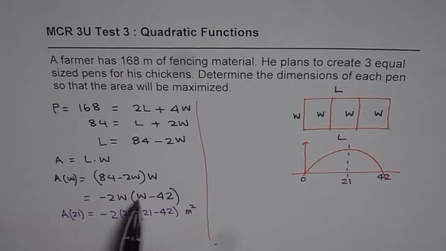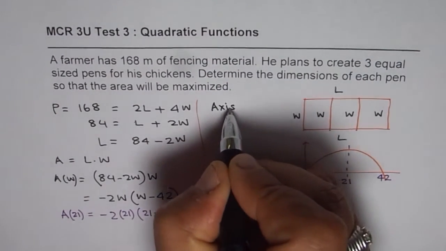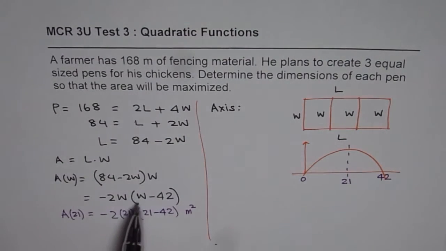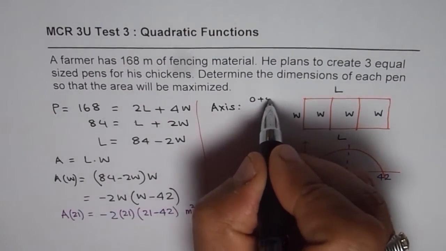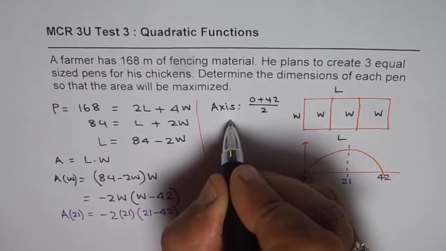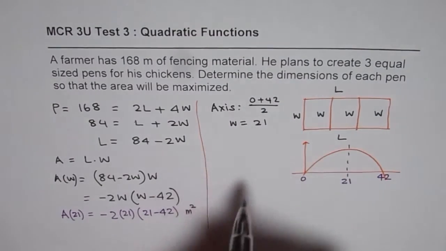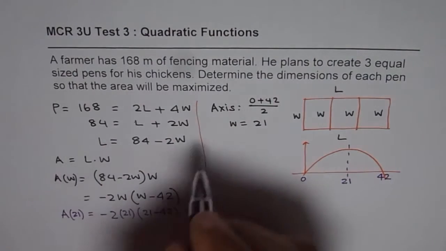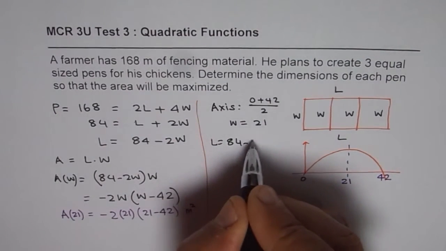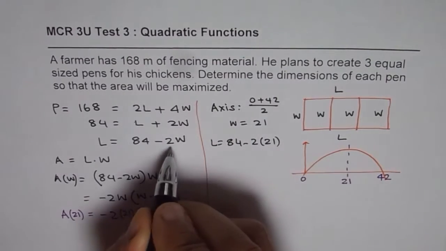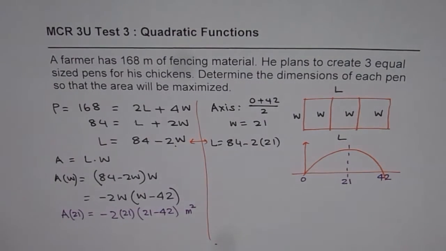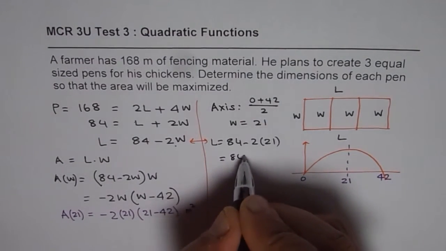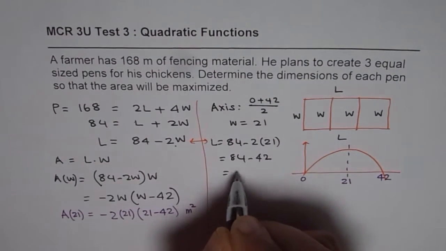So what we see from the equation is that we have the factored form, and the axis of symmetry will be in the center, right? So the axis will be in the center of the 2 zeros. One zero is at 0, the other one is at 42, right? So we will just add them up. 0 plus 42 divided by 2. So we get width equals 21. So that is W for us. Now length is equal to 84 minus 2 times 21, the width, right? That's the formula. Now we use this relation and find the length. So the length will be 84 minus 42, which is 42, right?